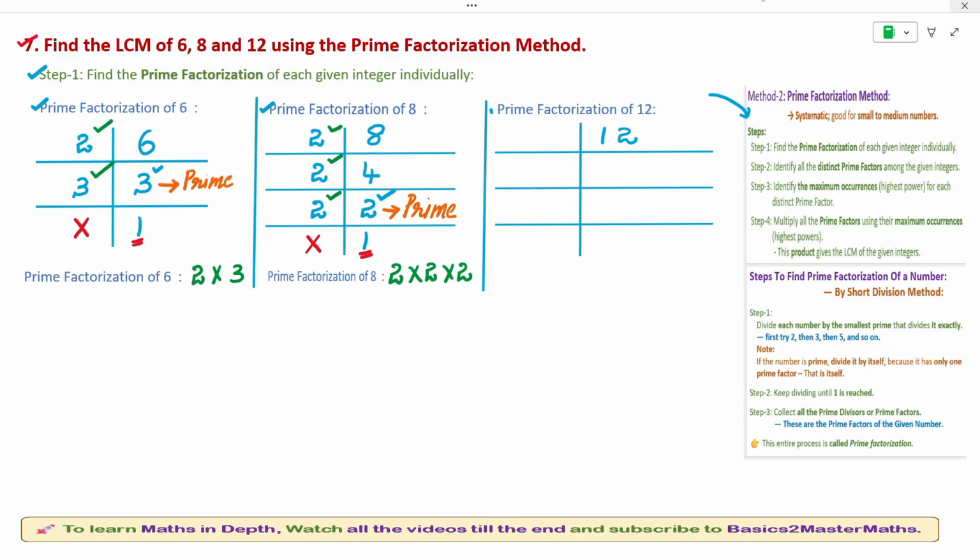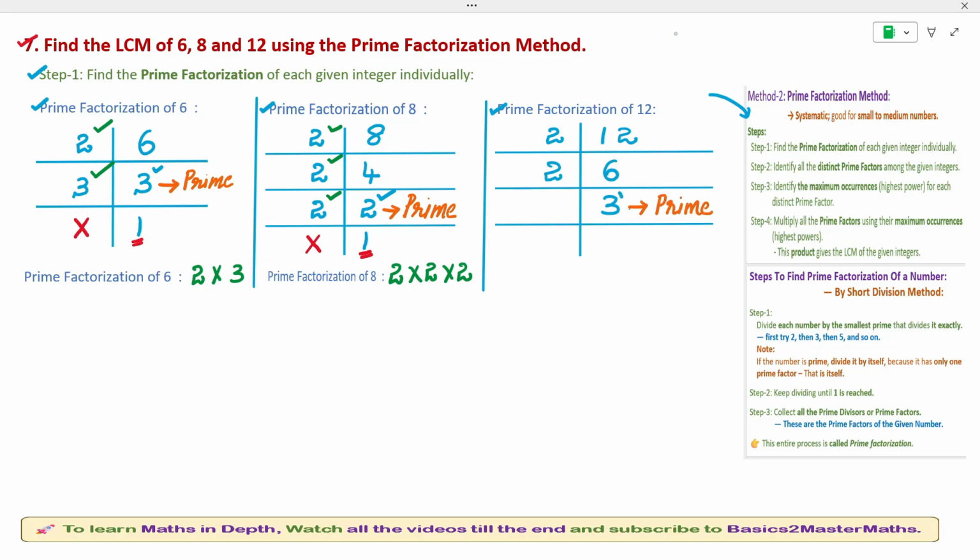Now, let us find the prime factorization of 12. Start dividing 12 by the smallest prime 2. Since 2 divides 12 exactly, we get 6. Again, start dividing 6 by the smallest prime 2. Since 2 divides 6 exactly, we get 3.